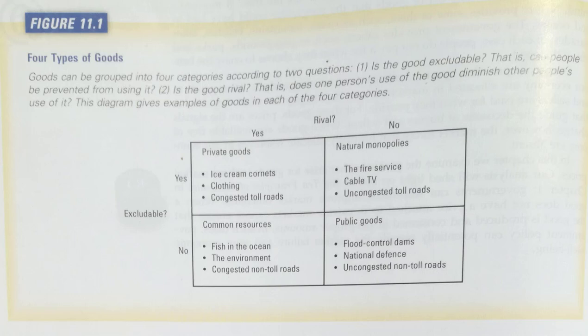Similarly, goods that are rival, that is, if you use it, you exclude others, are again private goods like congested toll roads, or common resources like congested non-toll roads. And goods that are not rival, like uncongested toll roads, this is a natural monopoly, or public goods like uncongested non-toll roads.